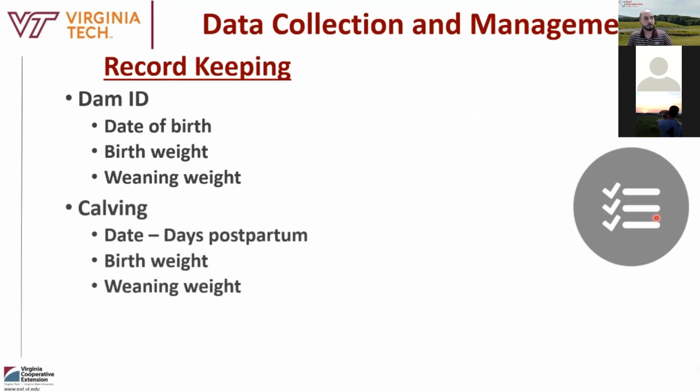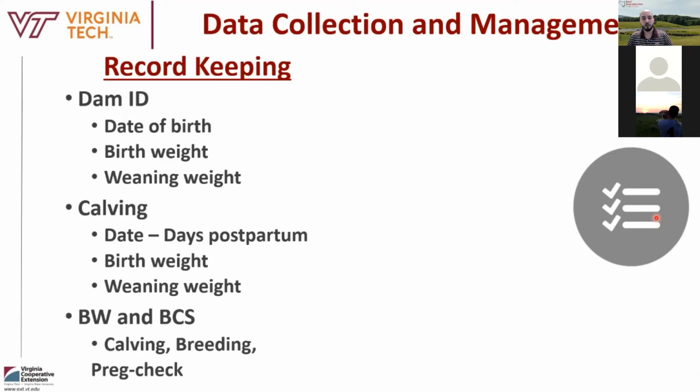Calving dates. Calving data is really important. So when did that cow calve this last year, so we can do days postpartum, for example, and we'll talk a little bit more about that. What's the birth weight of those calves? And what's the weaning weight of the calves out of those cows, right? Then again, we can go back and rank our cows based on weaning weight, and we can really see which cows are doing the best job in our herd.